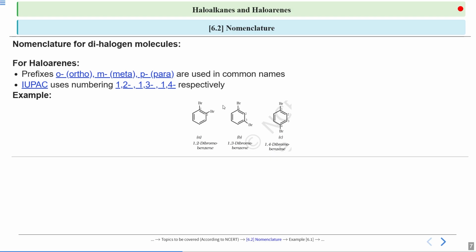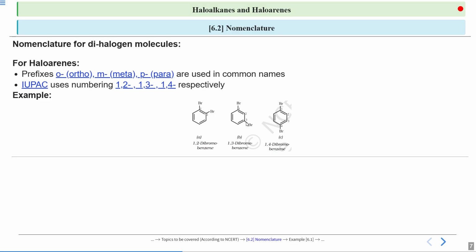Okay, so this is a dihalogen molecule where in the case of haloarenes, bromine, which is a halogen, is directly attached to an aromatic ring, that is benzene. So when bromines are present at first and second position, you can call it 1,2-dibromobenzene. Because at first and second position you have to put the lowest numbers possible at the carbons at which bromine is present. So 1,2-dibromobenzene, or the common name will be ortho-dibromobenzene.